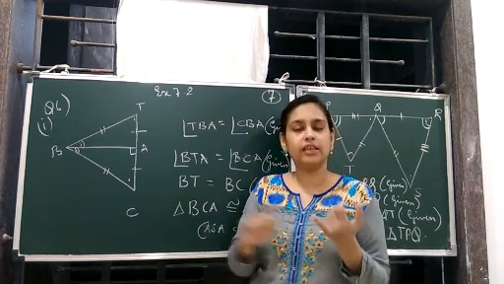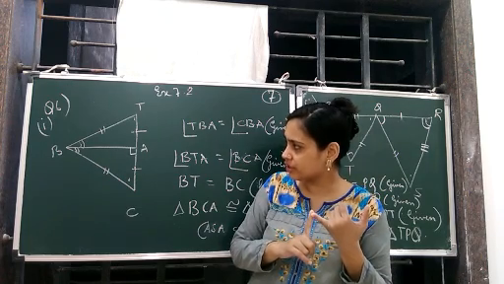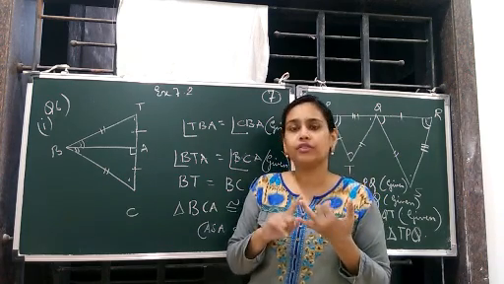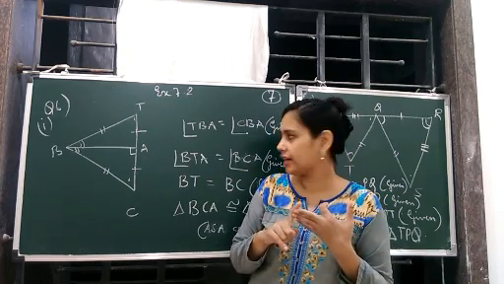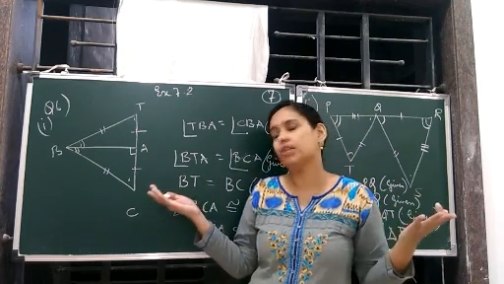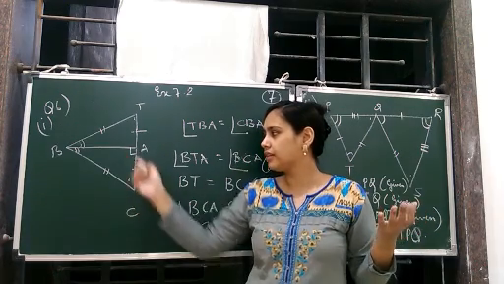congruency. Which congruency? Either side congruency, or you can use the angle congruency, or the side congruency, or the RHS congruency. RHS also can be used. You can see this is a right angle triangle.